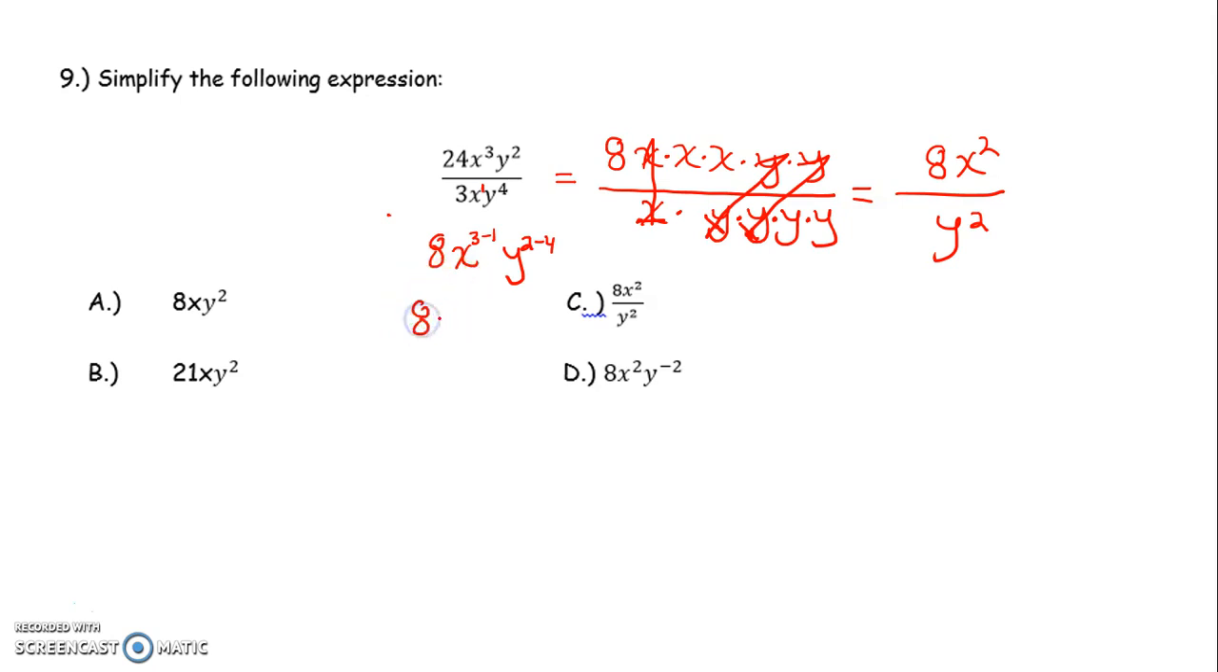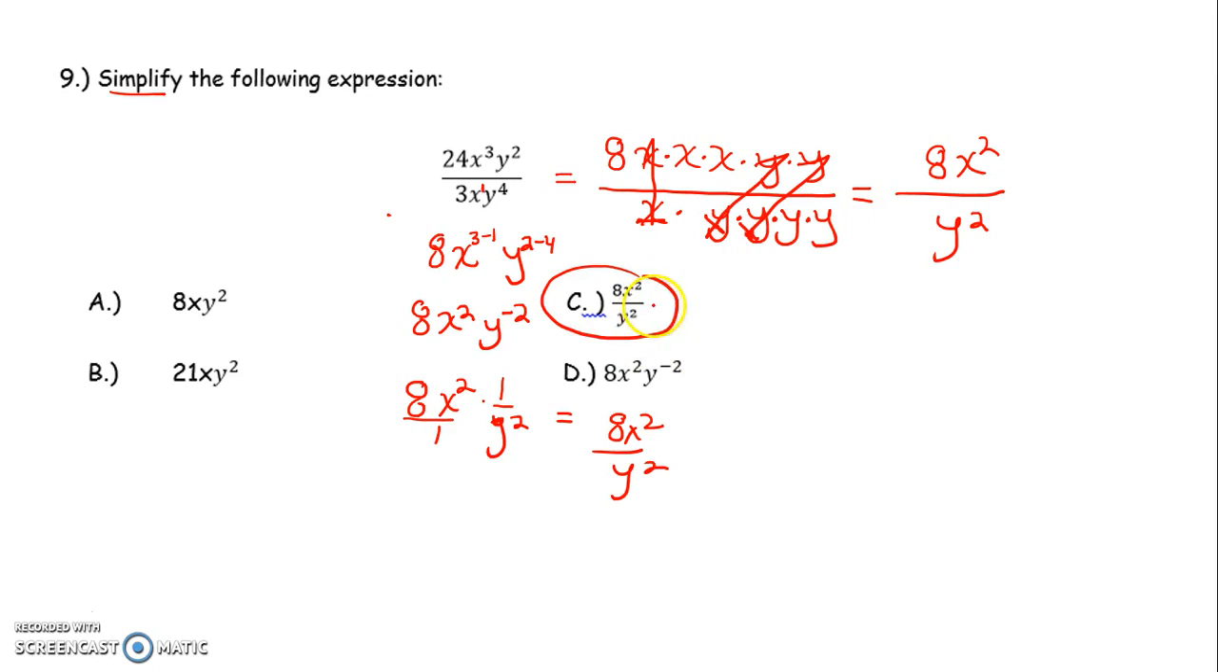So some kids would get 8, x to the 3 minus 1 is 2. Y to the 2 minus 4 is negative 2. And that's not incorrect. That's just not the final answer. When they want it in simplest form, we don't leave negatives in our exponents. So this would give me 8x to the second. Y to the negative 2 is the same as 1 over y to the second. Then straight across the top, straight across the bottom, 8x squared over y to the second. Either way, in simplest form, you get letter C.